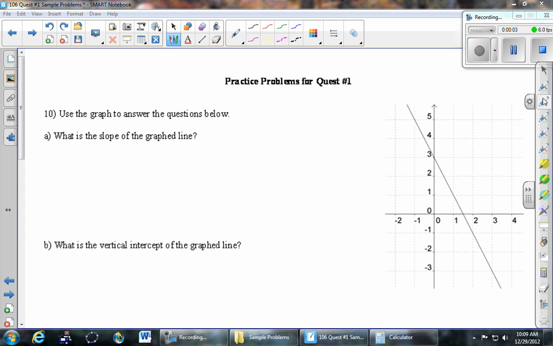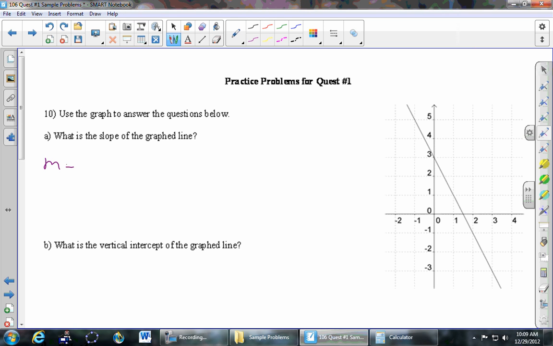This is problem number 10 on the practice problems for quest number 1. Use the graph to answer the questions below. Part A, what is the slope of the graphed line? Okay, so we'll start with the letter that we use for slope, which is m.